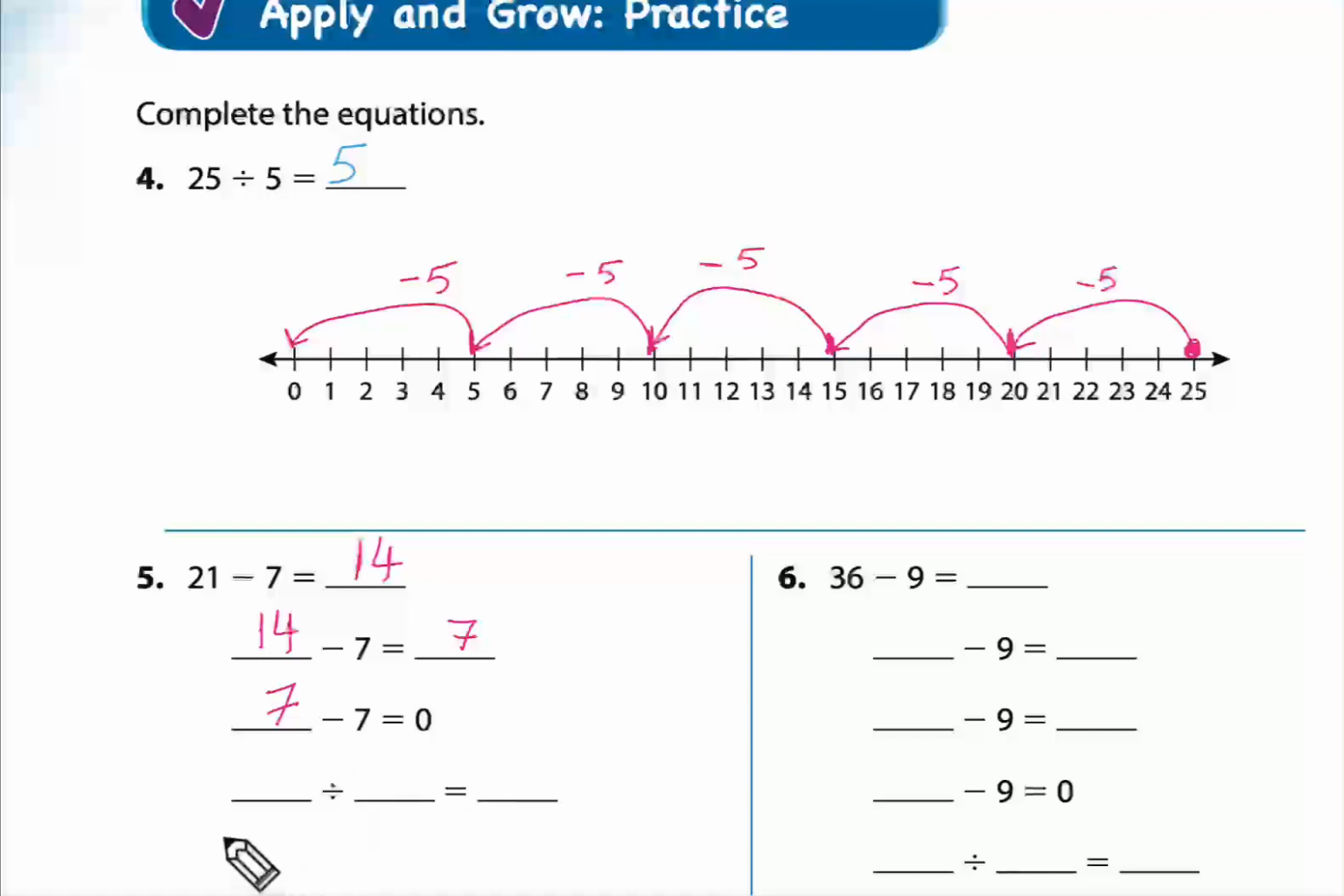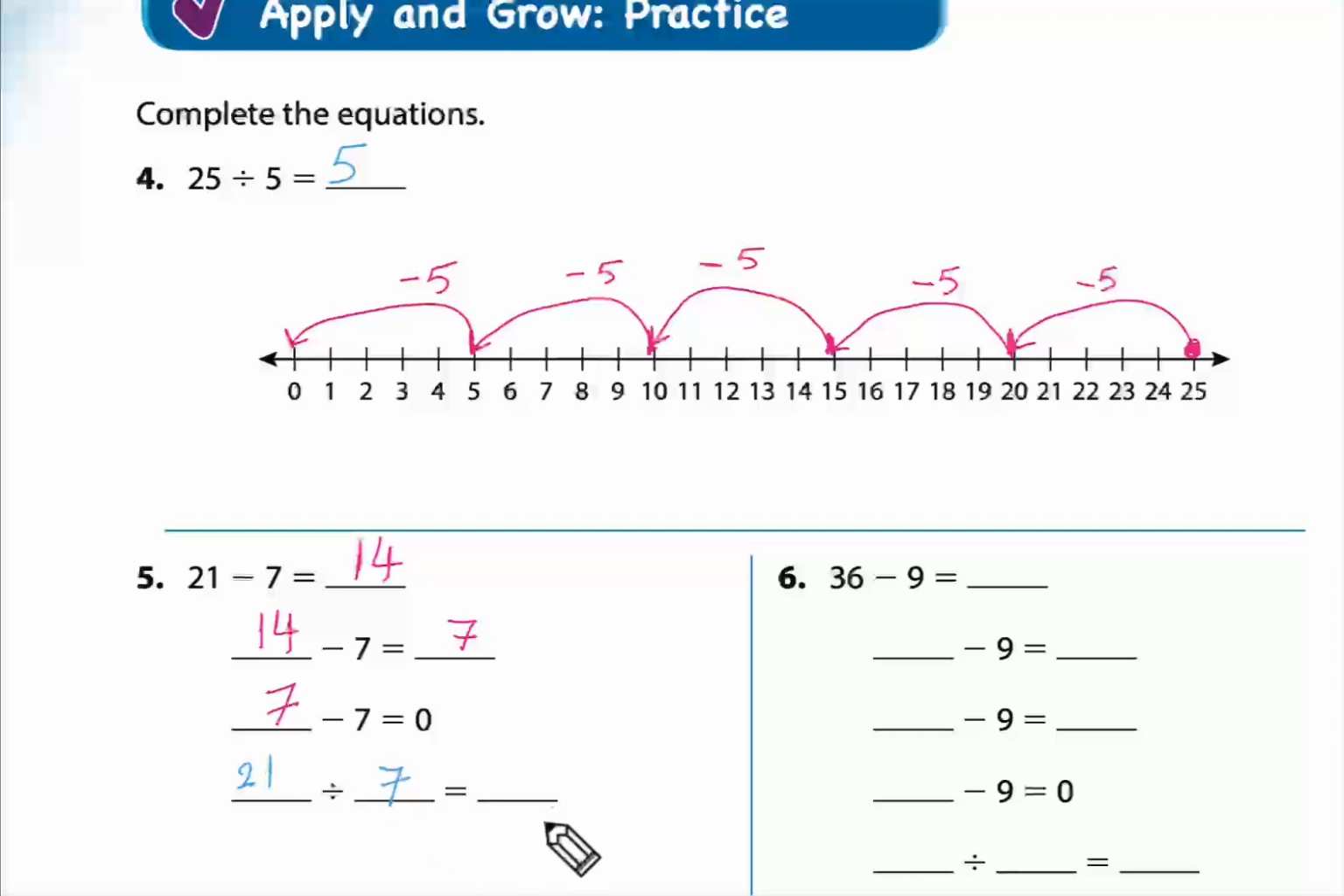Okay, now we need to finish, complete the division equation. So we started with 21. So the number that we are dividing is 21. And what number are we dividing by? What number are we subtracting? The 7.